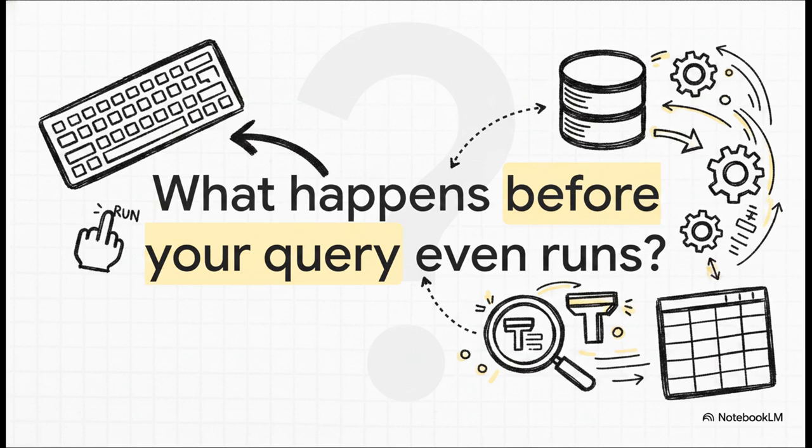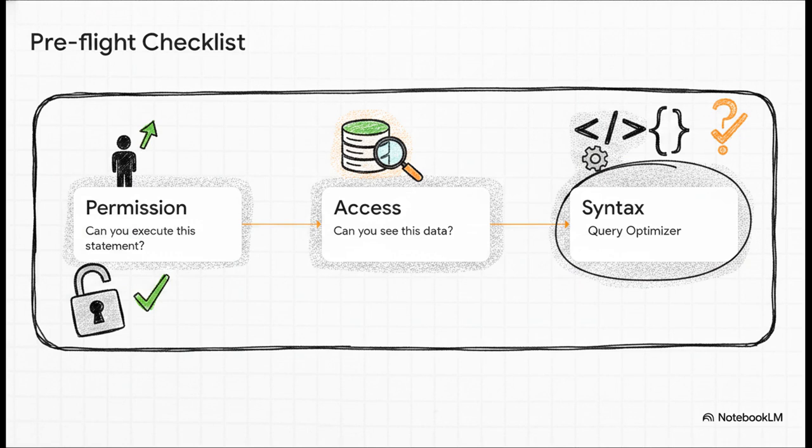So, let's kick things off with a slightly provocative question. You know when you type out your statement and hit run? What is the database server actually doing behind the curtain before it even begins to look at your data? Because, spoiler alert, it doesn't just immediately fetch rows. Well, it runs through this rigorous pre-flight checklist.